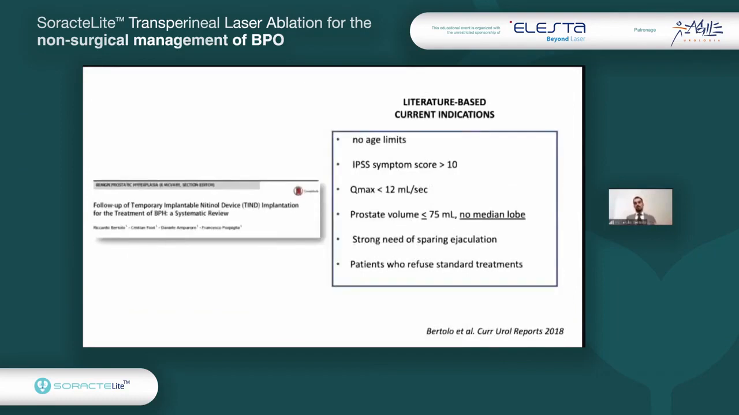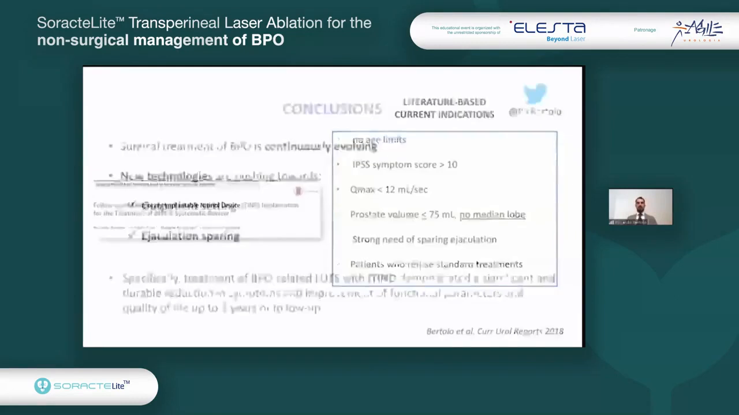So the summary of the literature-based current indication of this kind of technique is: there are no age limits. The IPSS symptom score has to be over 10. The maximum urinary flow rate below 12 milliliters per second. Not that big a prostate volume, so it is advised to stay below 75 milliliters with no median lobe. The cohort of patients to whom we dedicate this kind of technique is very selected. So patients who generally refuse TURP treatments because they are afraid of losing the ejaculation. So they have a strong need of sparing the ejaculation.